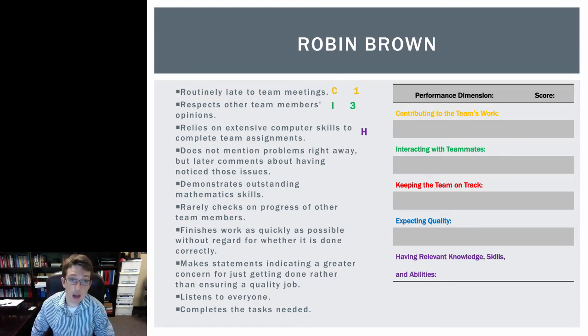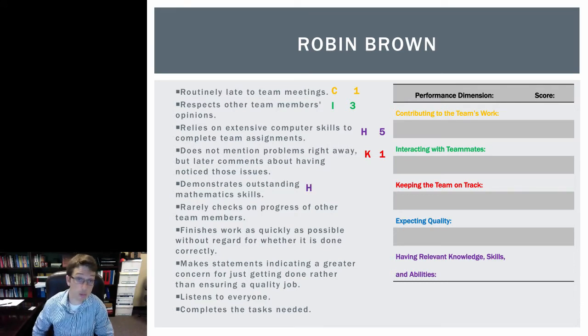And if we think of this in terms of high, medium, or low performance, what level of performance would this reflect? So this would be high performance. And then the next behavior does not mention problems right away, but later comments about having noticed those issues. Which of the 5 dimensions does this reflect? So this would fall under keeping the team on track. And if we think of this in terms of high, medium, or low performance, what score would you provide? So this would be a score of 1 for poor performance. And how about demonstrates outstanding mathematics skills? Which category does this reflect?